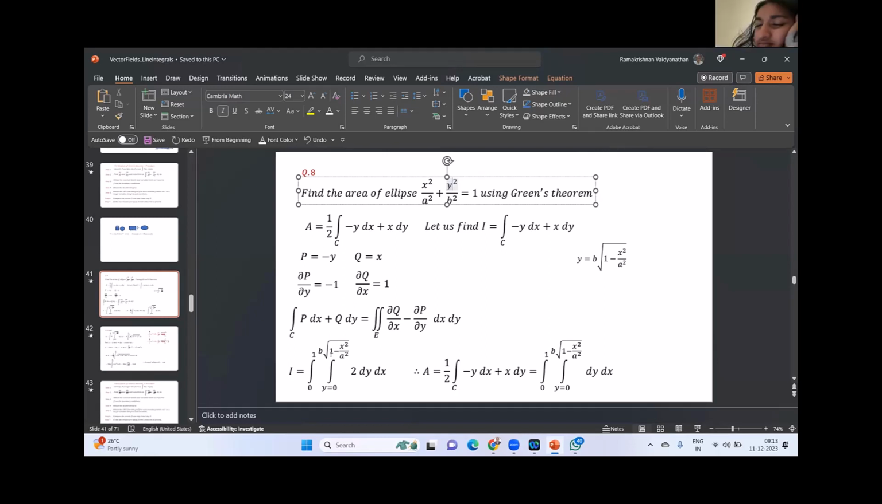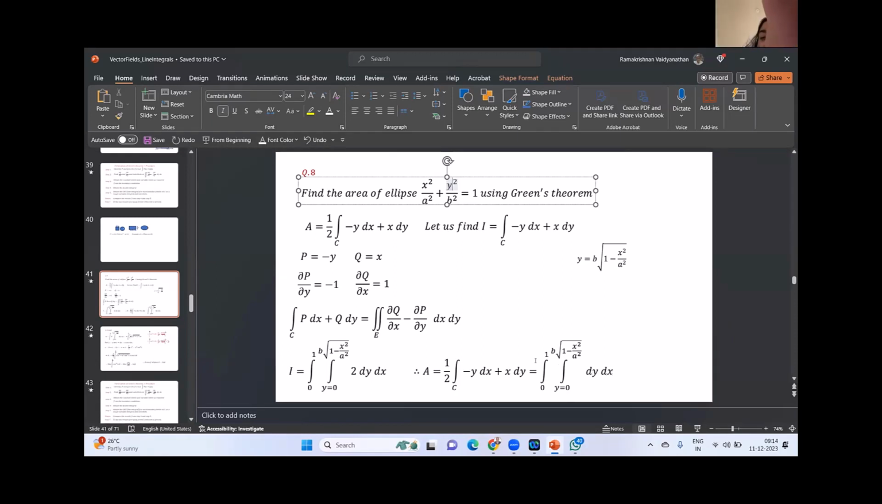I take only 1/4. Understood? And then the 2, I am taking it out. Half of the area is half of this. Therefore, I take this 2 outside and it becomes 0 to 1, y is equal to 0 to b times the root of 1 minus x squared by a squared, dy dx. Clear?